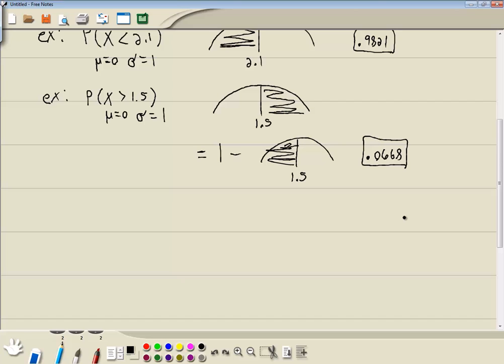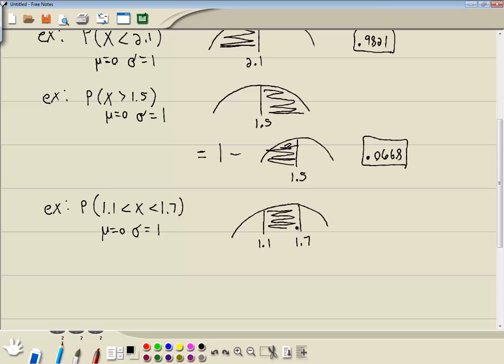Okay, so we looked at the less than case, we looked at the greater than case, there's one other case. It's where it's between two values. So we're looking at the probability X is between 1.1 and let's say 1.7. And again, the instructions we're assuming say it's standard normal, which means our mean is 0 and our standard deviation is 1. Okay, well, if I draw my picture, here's 1.1 and here's 1.7, and we're shading in between.